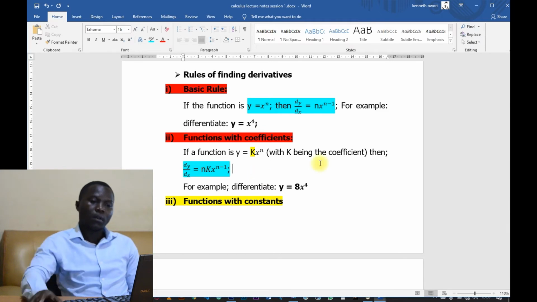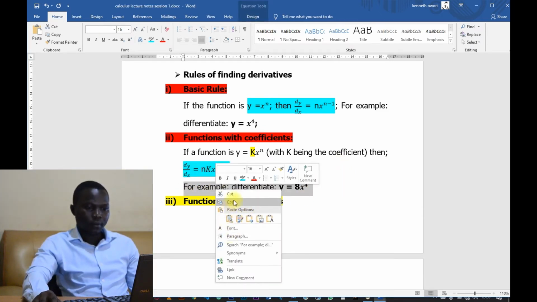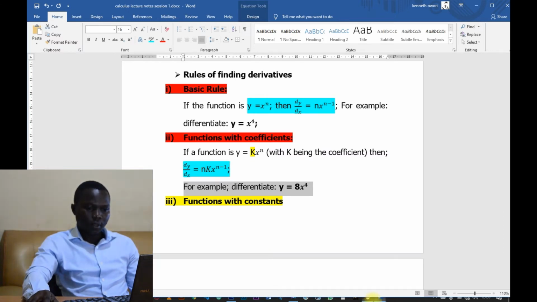For example, we have an example that we can look at. So let's look at this example.